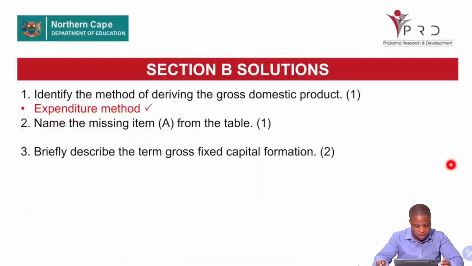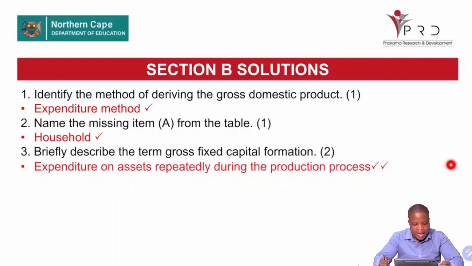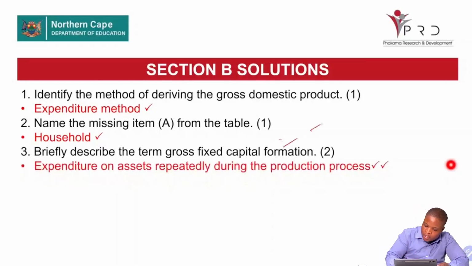Household consumption. Name the item missing there. At A, it was consumption by household. So the answer is household. Briefly describe the term gross fixed capital formation. That is capital expenditure on assets repeatedly used during the production process. Gross fixed capital formation is also known as investment. Just say it's an investment.